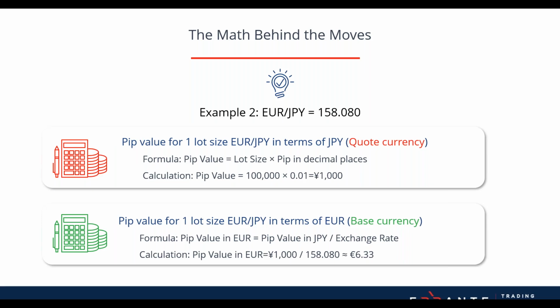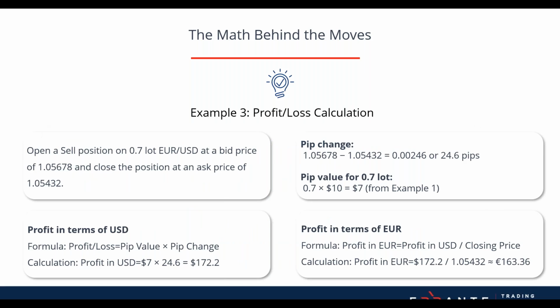So you have mastered the pip value calculation for EUR/USD, but what about other currency pairs like EUR/JPY, as we mentioned earlier? You can see all the formulas here. Calculating pip value for EUR/JPY is similar, but note that the pip is represented differently. For EUR/JPY, standard lots will have a pip value of 1,000 yen. So to get the value in euro, you divide by the exchange rate, resulting in approximately 6.33 euro.